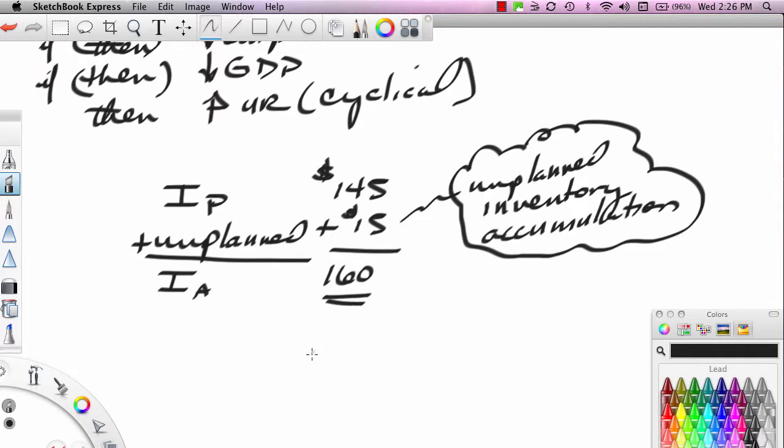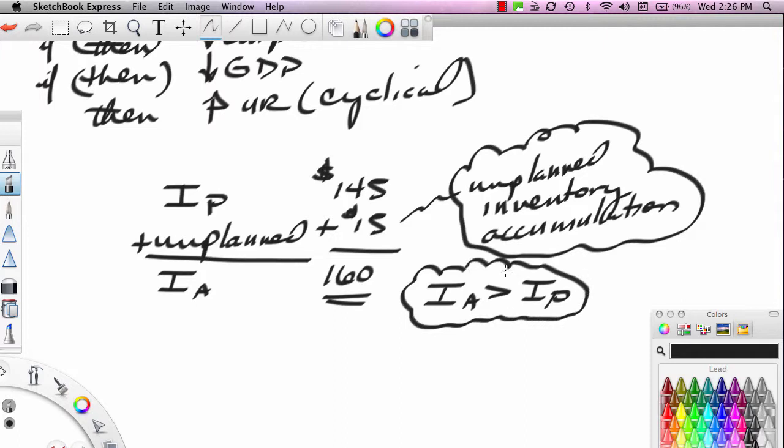So here's the issue. Businesses actually invested more than they planned to invest. How could they do that? Well, they made product, thought they were going to sell it. They didn't sell it. It ended up in inventory, unintended. Their actual investment rate turned out to be higher than their planned investment rate. So IA is greater than I planned. This is not good news if you're a business person, because anything put into inventory is costing you something to hold, but you didn't earn the profit on it yet. That's not good news.